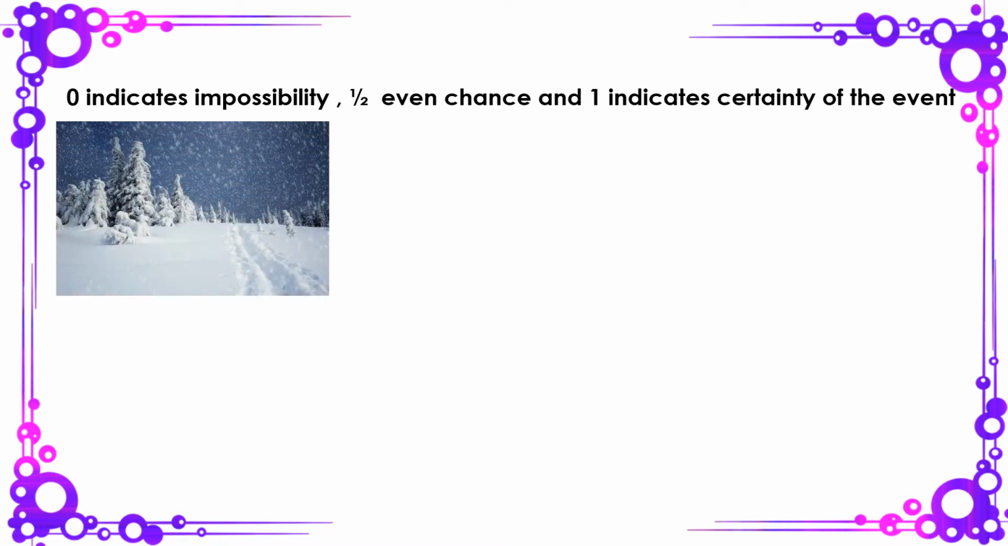So in our first picture, you see here a snow. So if I'm going to ask you, what is the possibility that we have a snow in our country, Philippines? So the answer is 0, or might not happen, because we all know that we have two weather only in the Philippines. So this is the sunny weather and the rainy season.